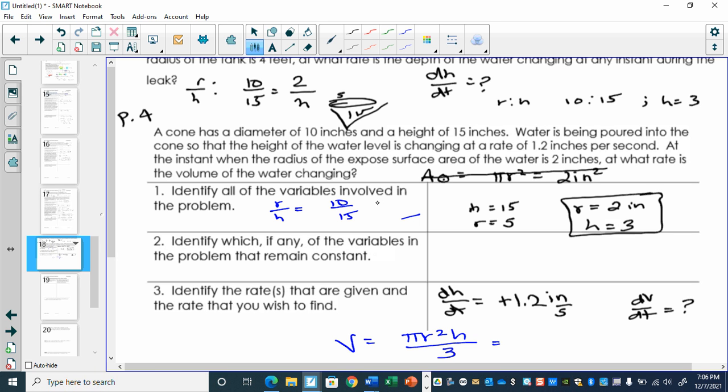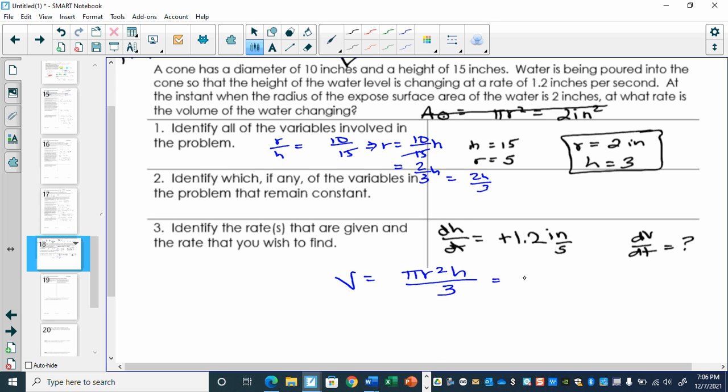I'm going to replace this r. So this r equals 10 over 15 times h, that's 2 over 3 h, or you could write 2h over 3. All right, so here this becomes π times 2 over 3 h, and that's all squared, over 3.